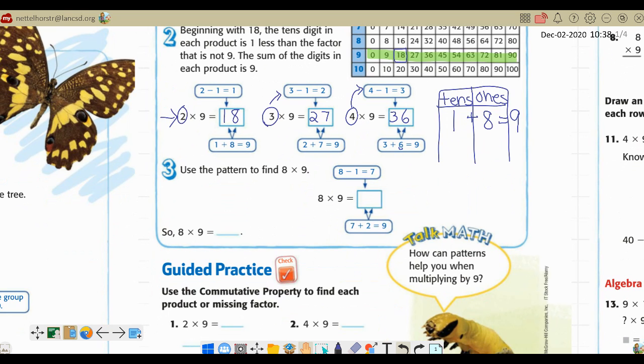So the factor that's not 9 is 8. 8 minus 1 is 7. 7 plus what is 9? 2. So 8 times 9 is 72.